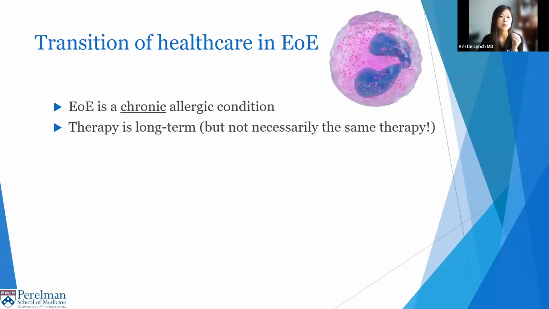So now looking specifically at transition of healthcare in EOE, this is a unique transition. EOE is a long-term allergic condition. And we know that patients do best when they're on therapy long-term, right, for their entire life. Doesn't mean they need to necessarily be on the same therapy, especially in patients who have had the disease when they're younger. Life situations certainly change. And then when they're an adult, their life situation may certainly change just within the realm of being an adult. And I have plenty of adult patients who transition to different therapies throughout their disease course. So we think therapy is key, but not necessarily the same therapy.